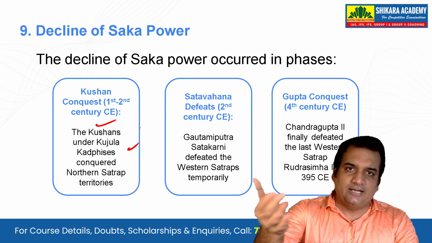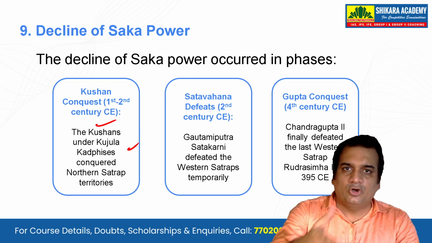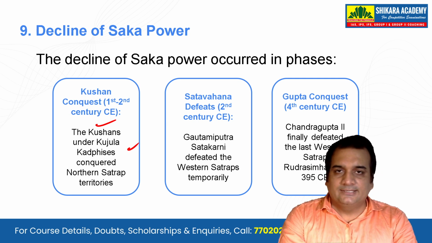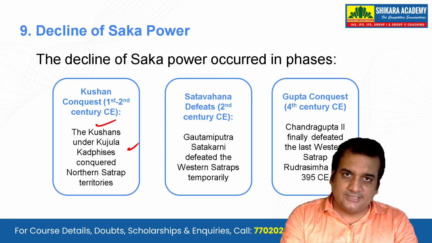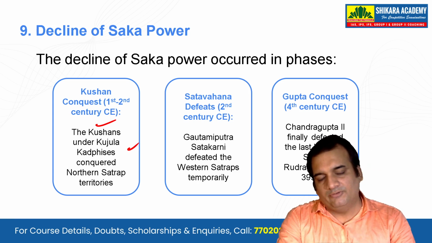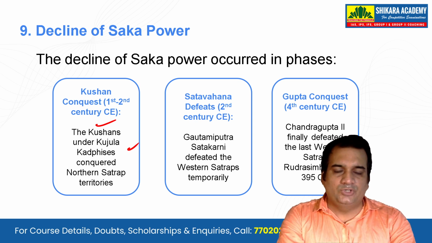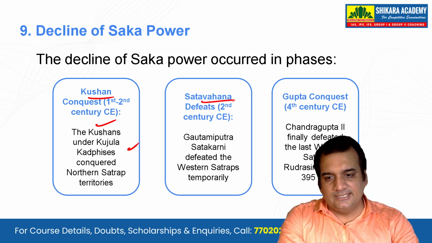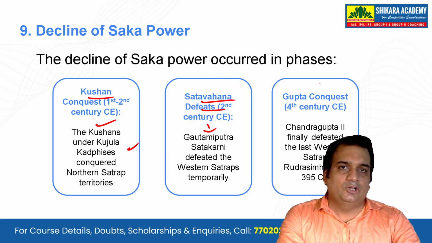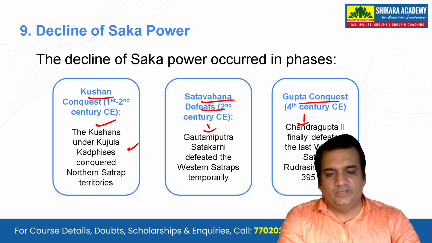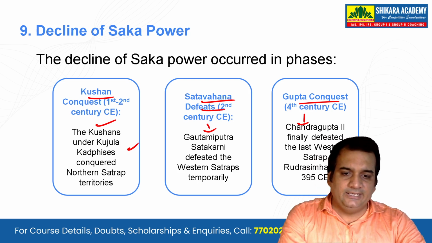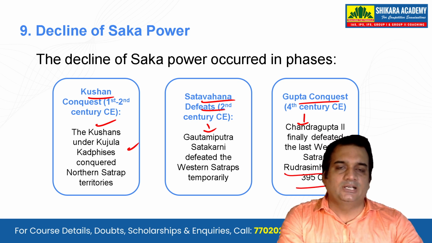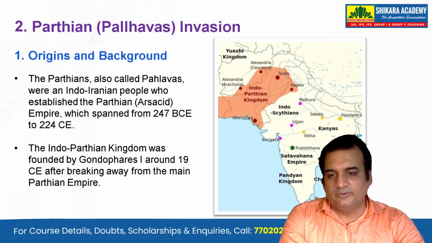As we have seen, first the Greco-Bactrians came, then the Sakas came, thirdly the Parthians will come, and then fourthly we will see the Yuezhi tribe. A part of the Yuezhi tribe, the Kushanas, will have the conquest, and because of them the Sakas will decline. Satavahana defeats them, that will also be a reason, and the Gupta conquest where Chandragupta II will finally defeat the last Western Satrap, Rudrasimha III, in 395 Common Era. So this is of importance.